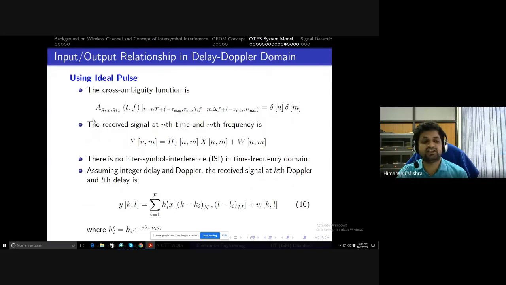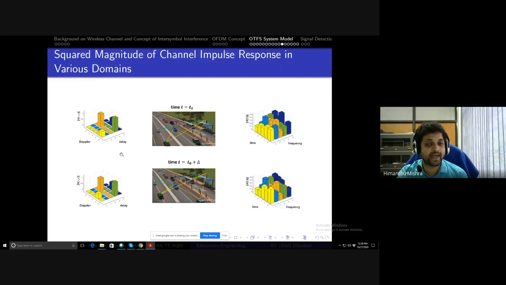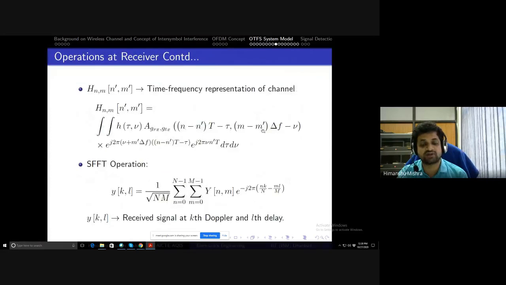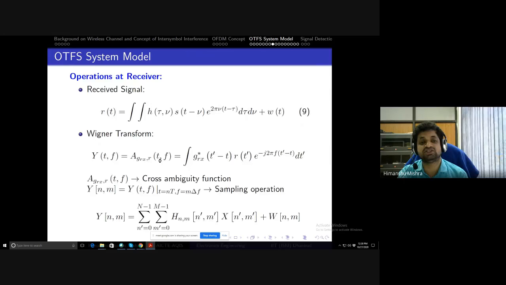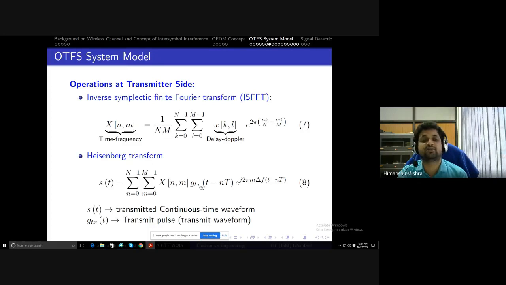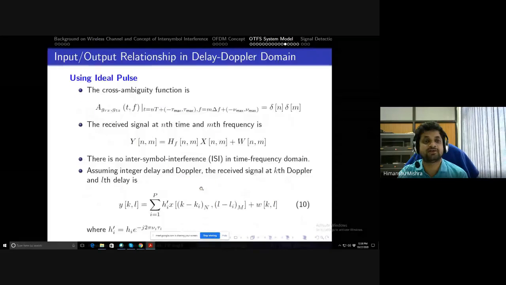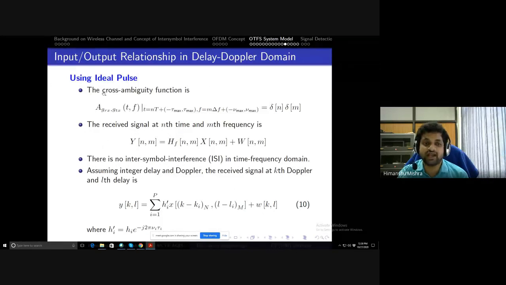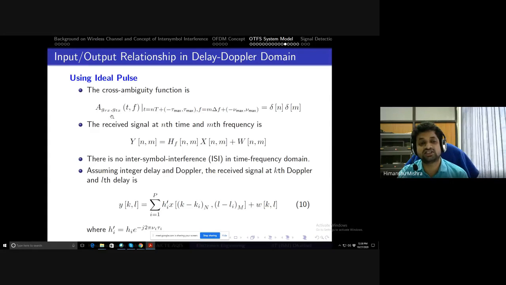The next point is, as I told you, that pulse shaping affects the system model significantly. The first point is using the ideal pulse. That means I am going back into all these relationships, using exactly the pulses you are using, the g_TX and g_RX pulses. So let us use the ideal pulse and the cross ambiguity function between the received pulse and transmit pulse.